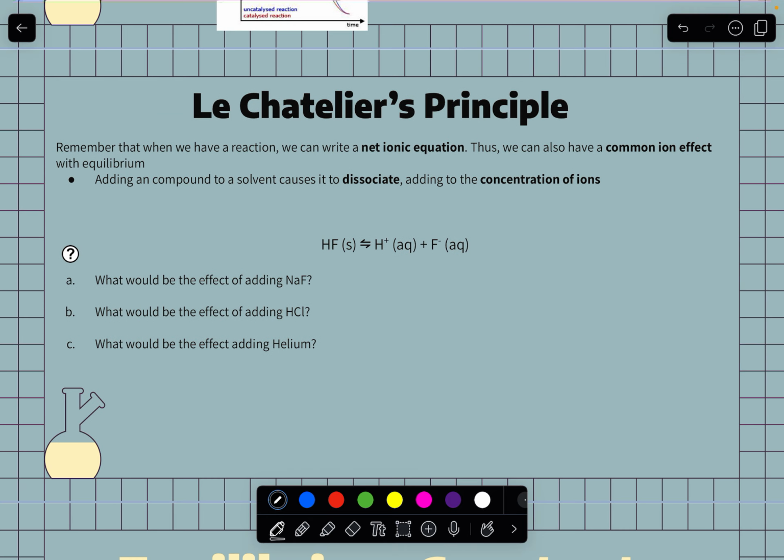Remember with reactions, we have net ionic equations, so we can also do this with ions. Let's look at these questions here. If we have this reaction, A says, what would be the effect of adding NaF? NaF is Na plus and F minus. That F minus is right there. We're adding more of our product. If we add more products, it's going to go to the reactants.